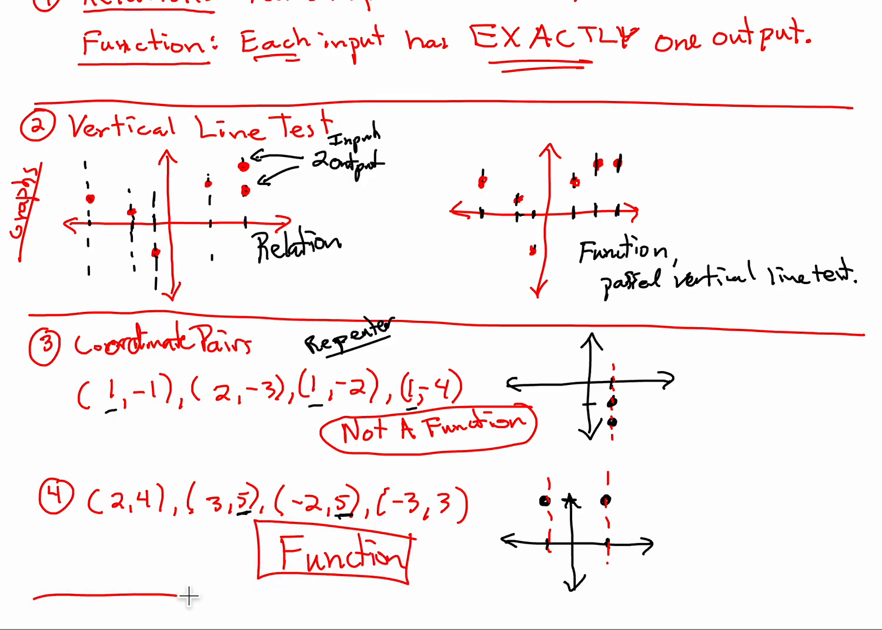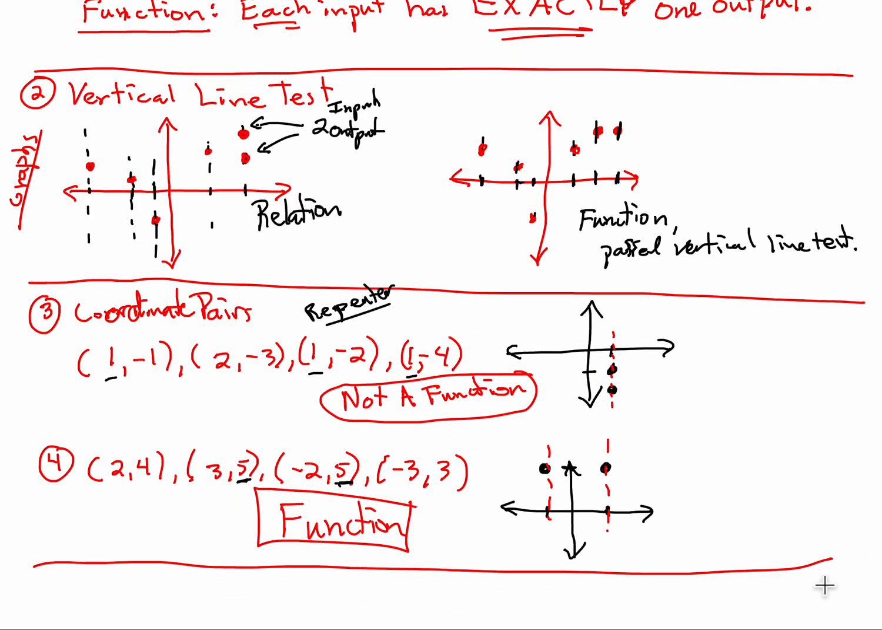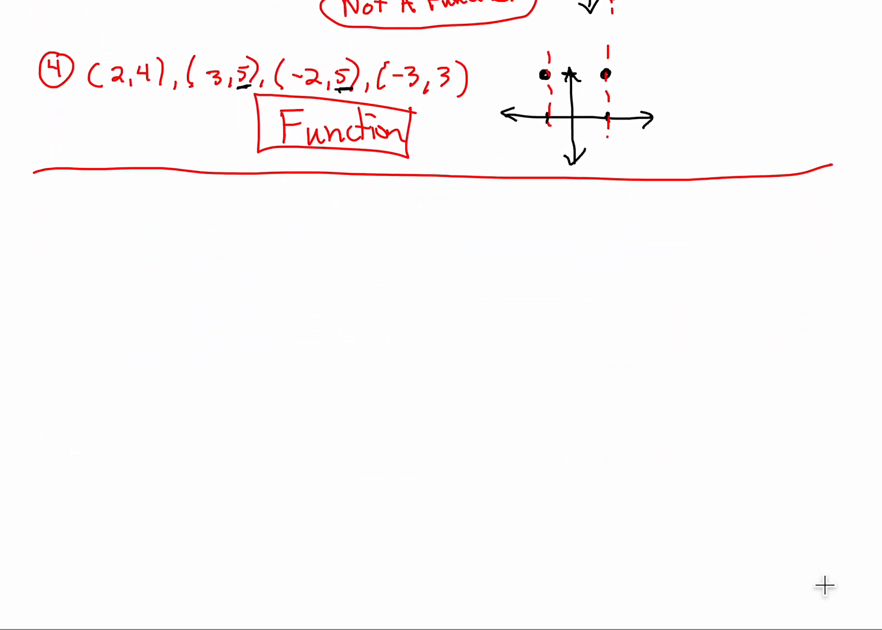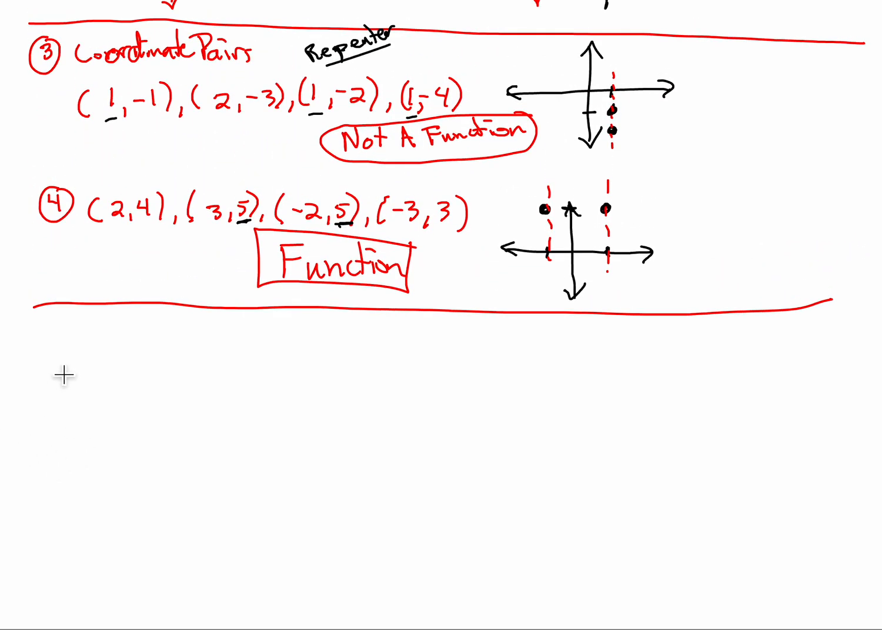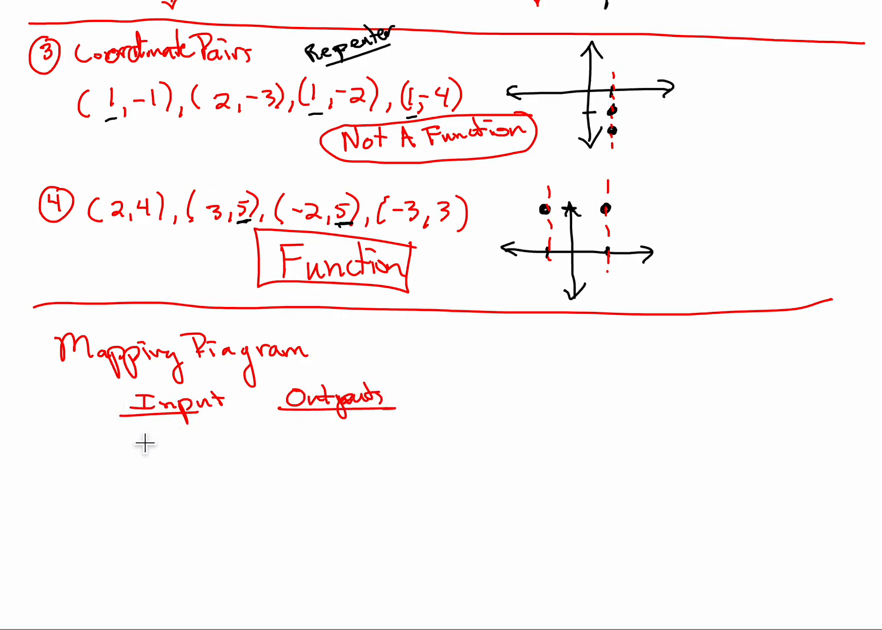All right, so now the next format that we might be given is mapping diagrams. So remember, a mapping diagram just pairs the inputs and outputs. But it does it in a special way, and it maps them with arrows. So we're going to start off with our inputs. So let's do this first one, these coordinate pairs.